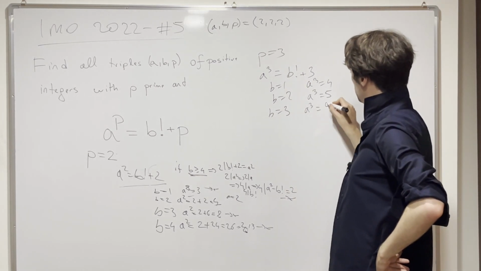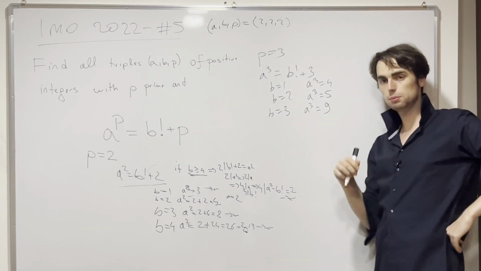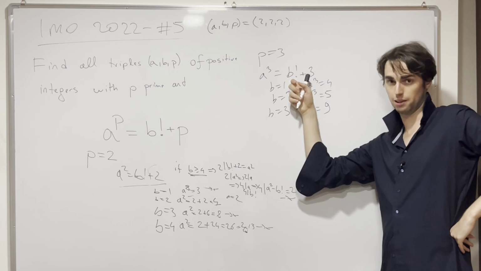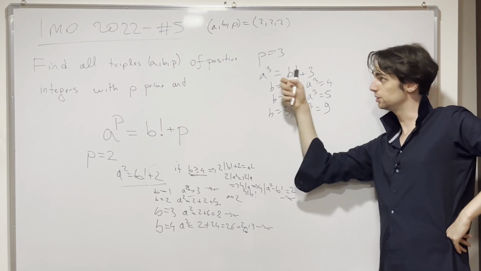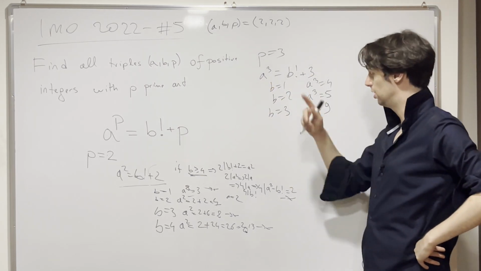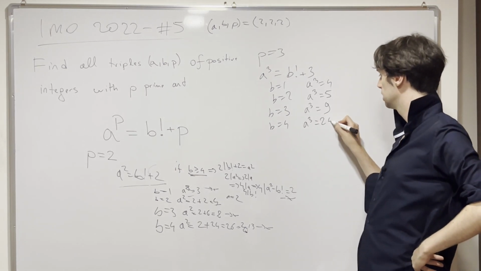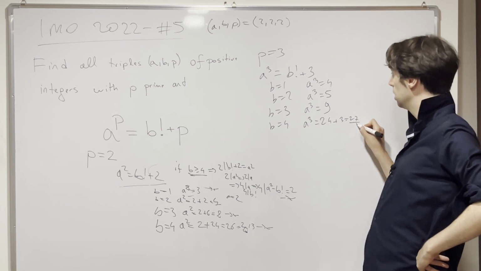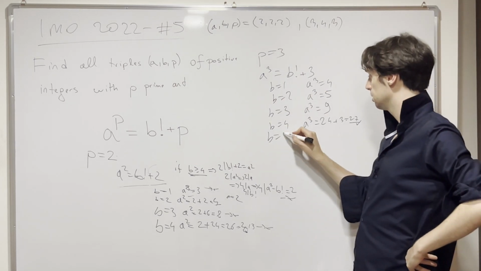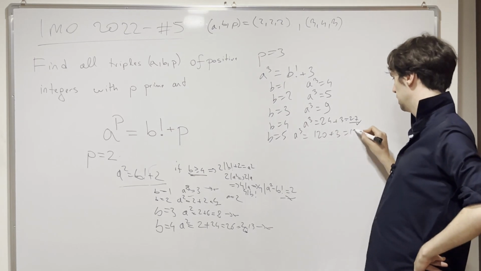b is equal to 3. I get a cubed is equal to 9. Why do I fail here? I have one 3, and I'll keep getting 3s. But if I have one 3, which I have now, then 3 divides this side, so 3 divides a, so 27 divides this. So I need to have 2 more 3s, which I don't have on this side. And then b is equal to 4 gives me a cubed is 24 plus 3, which is 27. Okay, this is good, so we have another solution: 3, 4, 3.